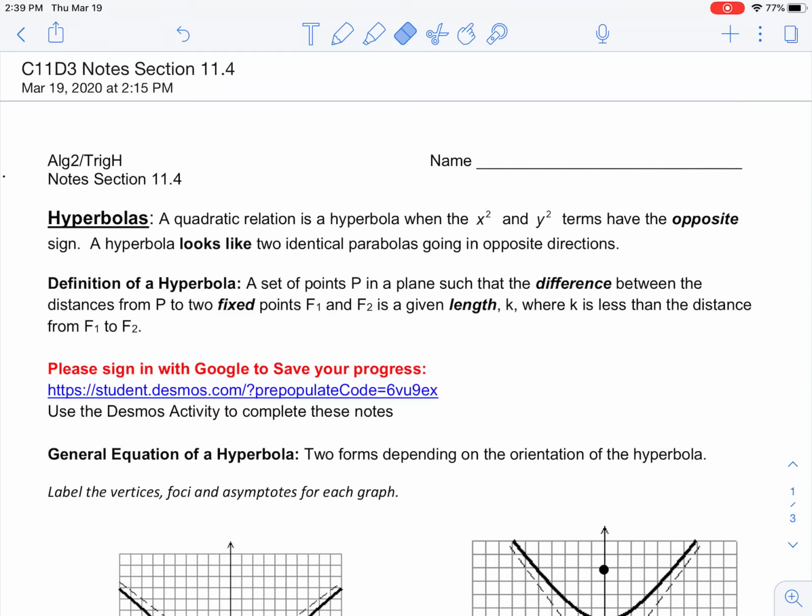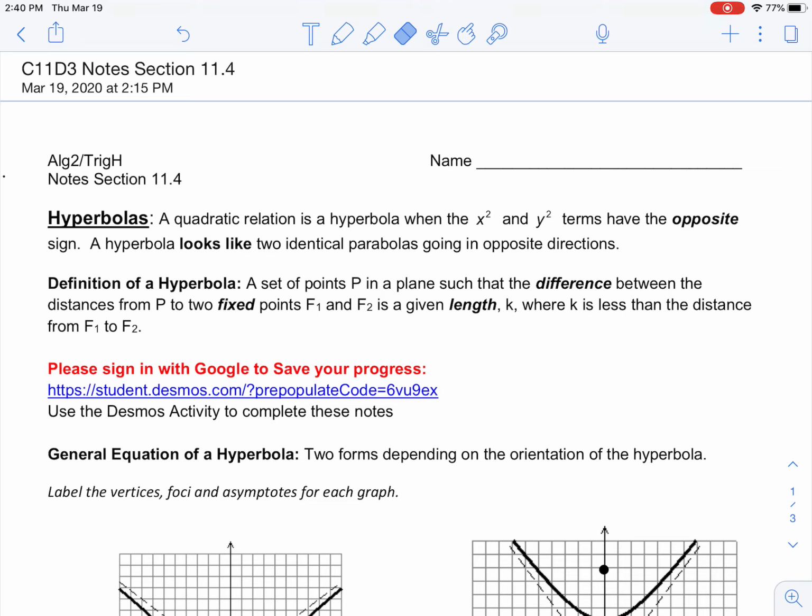All right, here is our video about 11.4 with hyperbolas. I would recommend that you try the Desmos activity because a lot of students told me that they found it helpful. If you didn't find the ellipse one helpful, then that's up to you. I'm not going to say that you have to do it.